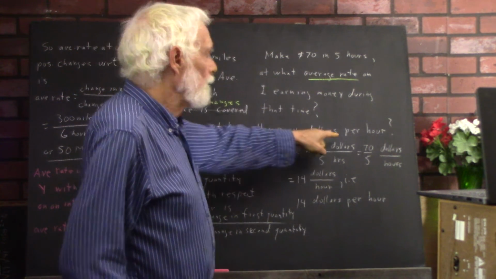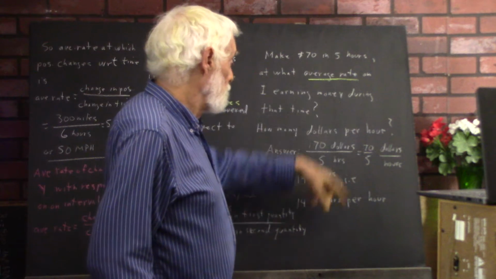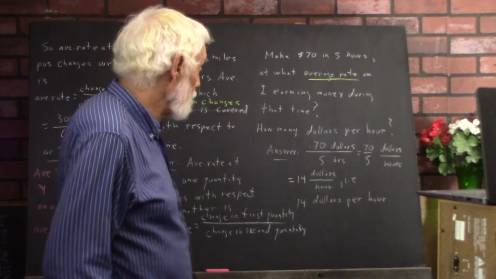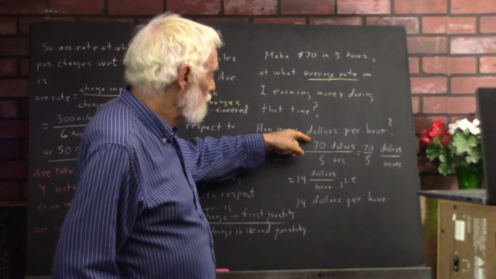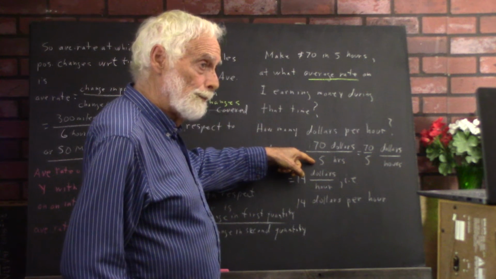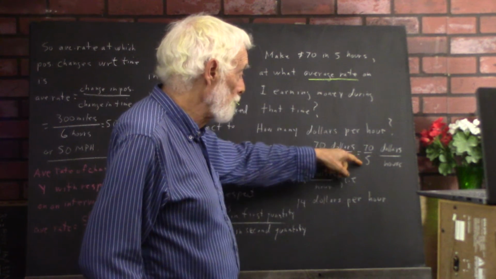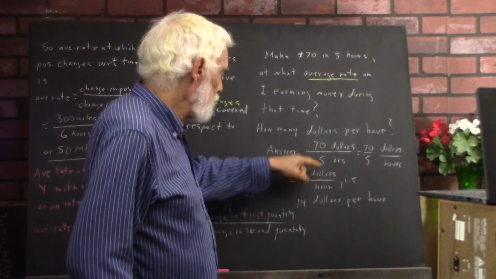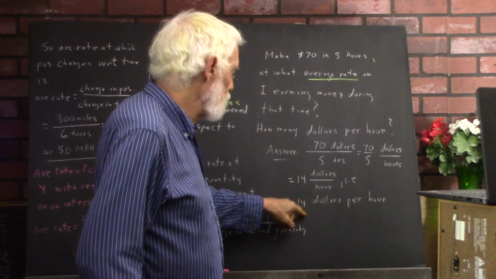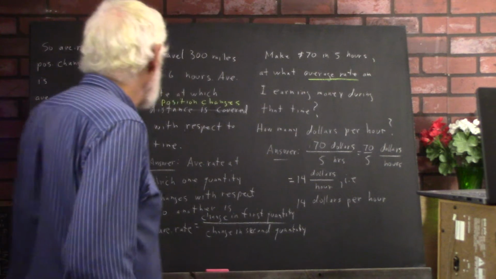If I asked how many dollars per hour, everybody pretty quickly came up with $14 per hour, calculated by dividing $70 by 5 hours, which means we divide the 70 by the 5 and the dollars by the hours, giving us $14 over hours, which means $14 per hour.